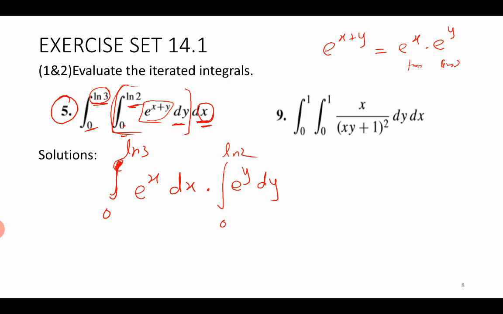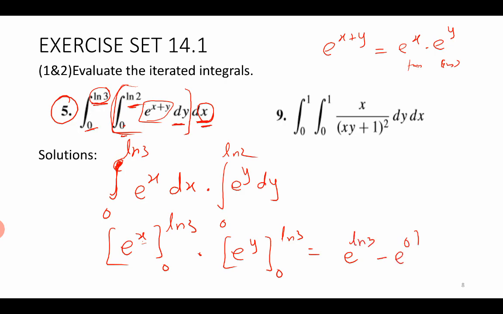Now integrate dx, integrate e power x. You will get e power x back, from 0 to ln 3. Integrate e raised to y with respect to y, it's e raised to y, 0 to ln 2. The first term, e raised to x, will be replaced by ln 3: e raised to ln 3 minus e raised to 0, multiplied by the second term, e raised to ln 2 minus e raised to 0. The first term is 3 minus 1, 2.